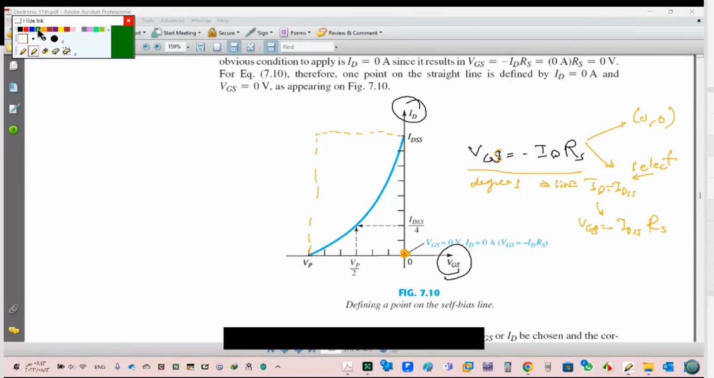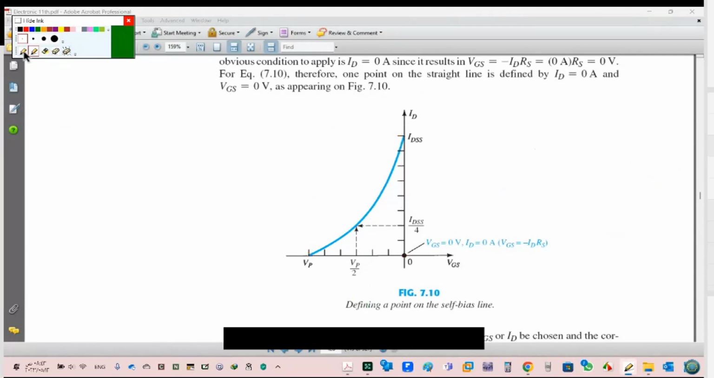Then you can make a line. This is IDQ, and this is VGSQ. Got it? Selecting point. Selecting point. Let's see in your book.